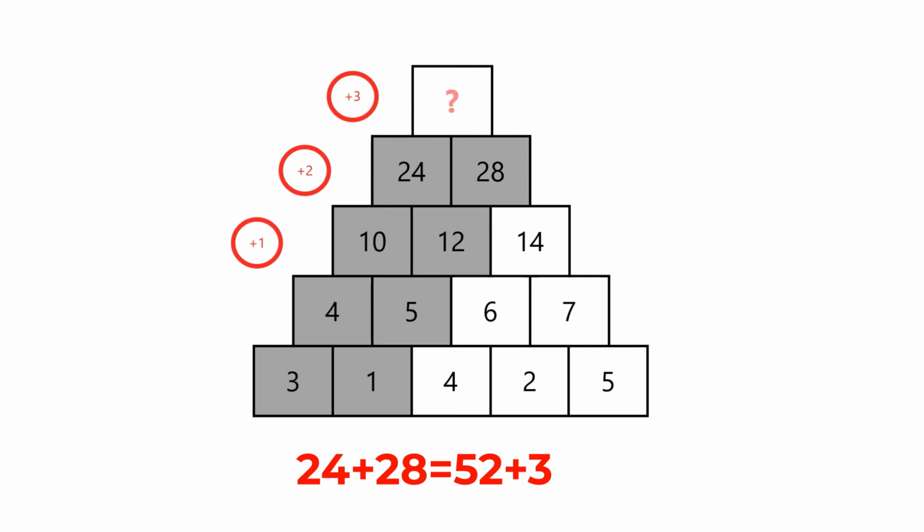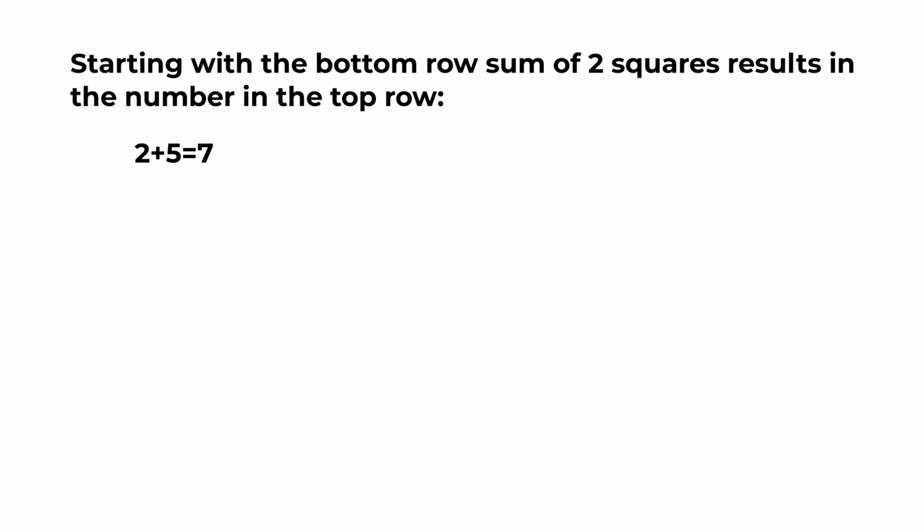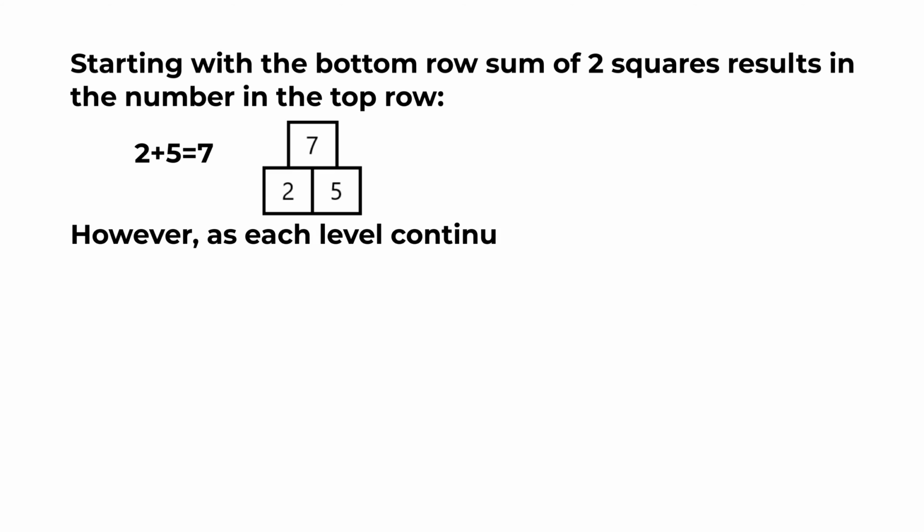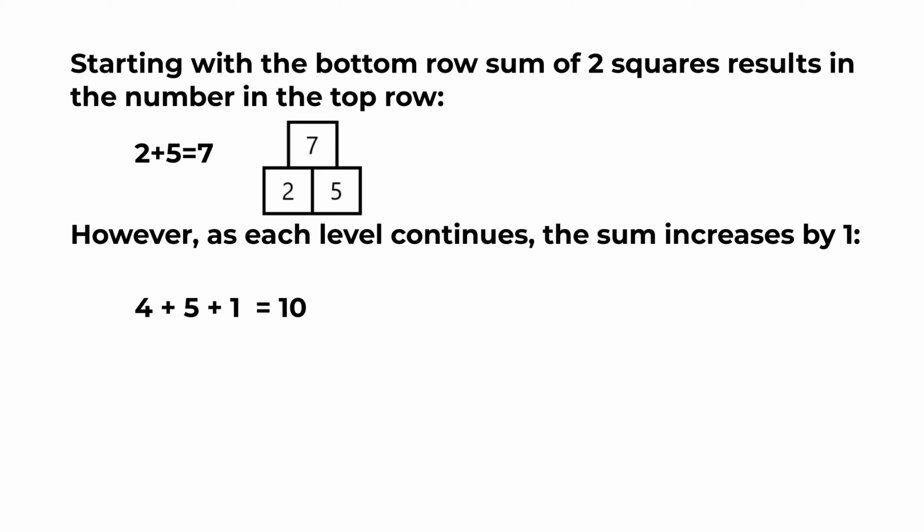So the correct answer here is choice 55. Let's recap. Starting with the bottom row, the sum of two squares results in the number in the next row. For example, 2 plus 5 equals 7. However, as each level continues, the sum increases by 1. For example, 4 plus 5, we need to increment and add 1 to get to 10.